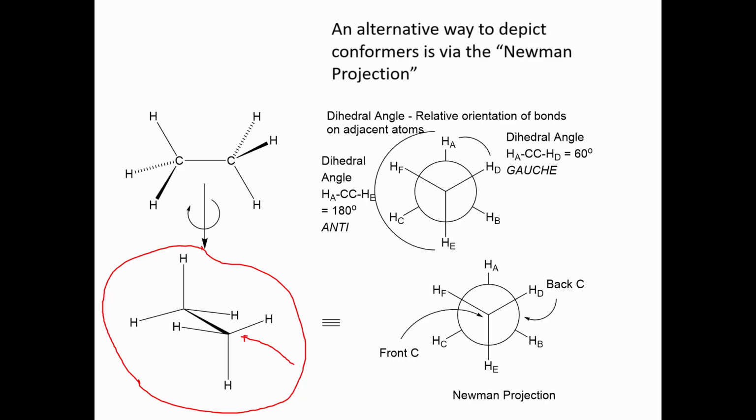Okay, so the Newman projection is a very useful way to represent conformational phenomena. In a Newman projection, we have a new type of angle called the dihedral angle, and this is the relative orientation of bonds on adjacent carbons. It's the projection angle. Imagine we just shined a light straight at the compound. This is what we would see.